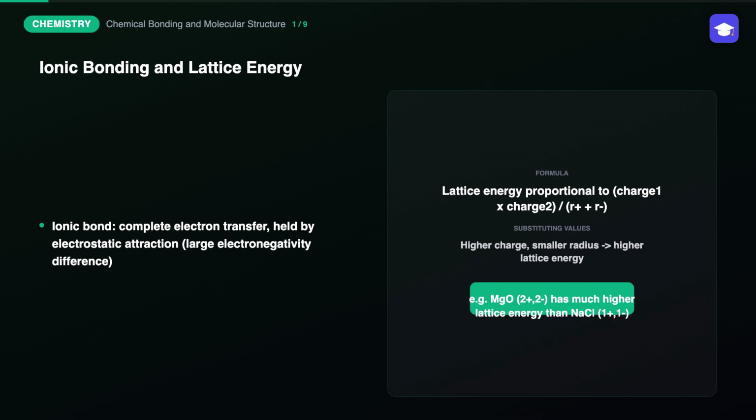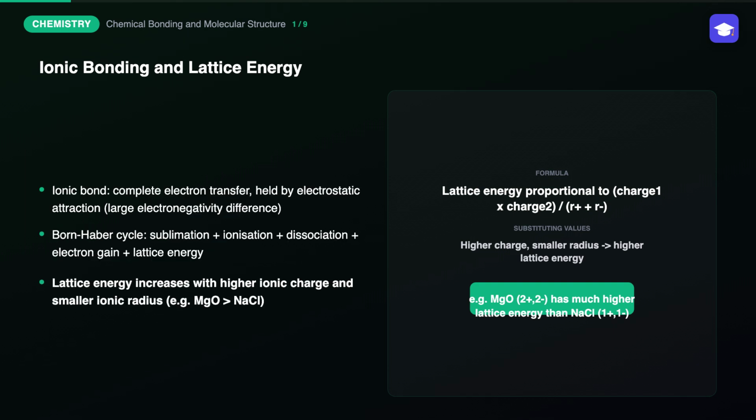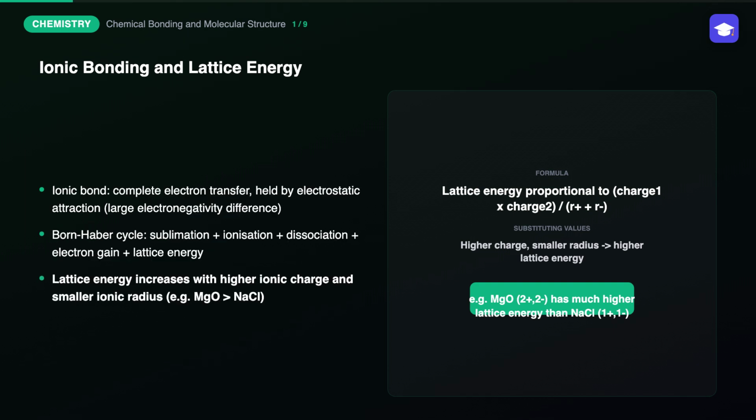The overall favorability of forming a specific ionic compound is best understood through the Born-Haber cycle, which combines several distinct energy terms: sublimation energy of the metal, ionization enthalpy to actually form the cation, dissociation energy of the non-metal, electron gain enthalpy to form the anion, and finally lattice energy, the energy released when the gaseous ions come together to form the solid ionic lattice. And it's specifically this final lattice energy term that's overwhelmingly the largest contributor, making ionic compound formation genuinely favorable overall.